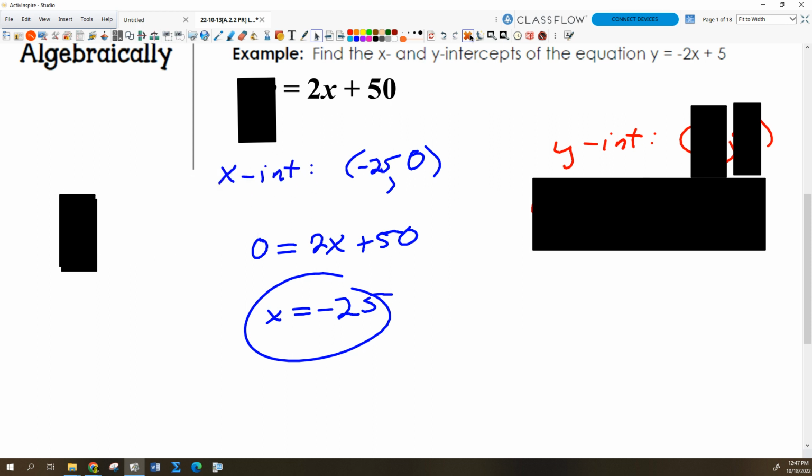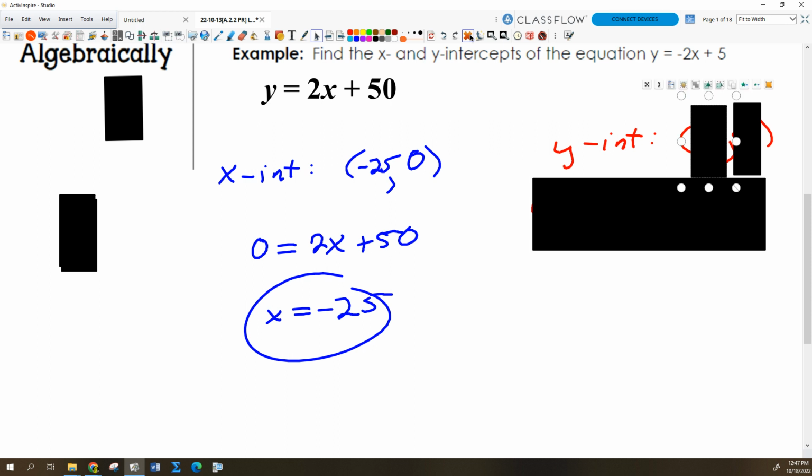And so I know the x coordinate of the x-intercept. So there's one point I could graph on a piece of graph paper, right? Now to find the y-intercept. Let's see, Owen, what do I do to find the y-intercept? Okay, good. I set x equal to 0.